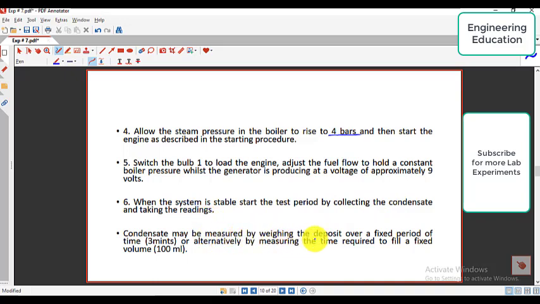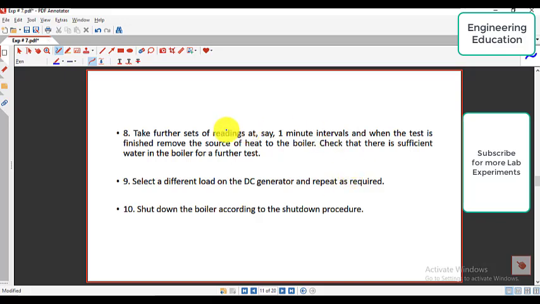Condensate may be measured by weighing the deposit over a fixed period of time, normally 3 minutes, or alternatively by measuring the time required to fill a fixed volume of 100 milliliters. Take further sets of readings at, say, 1 minute intervals, and when the test is finished, remove the source of heat to the boiler. Check that there is sufficient water in the boiler for further tests. Select a different load on the DC generator and repeat the experiment.